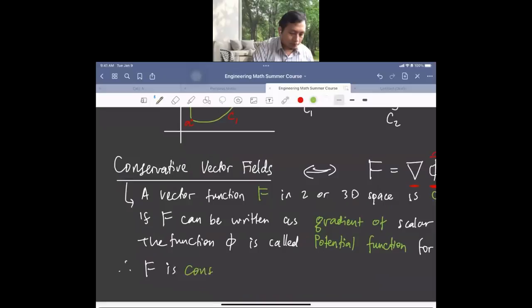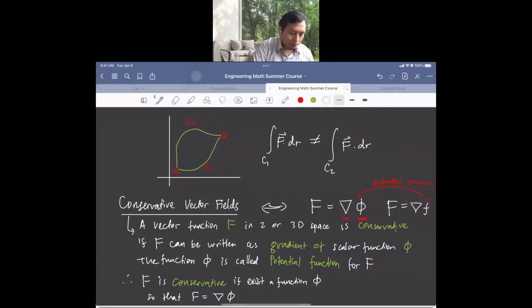So we can say that F is conservative if there exists a function psi so that F is del of psi. Okay, that's the definition of conservative.